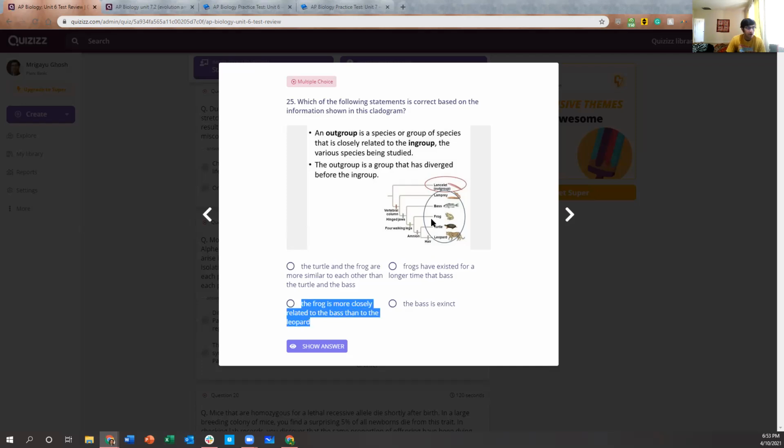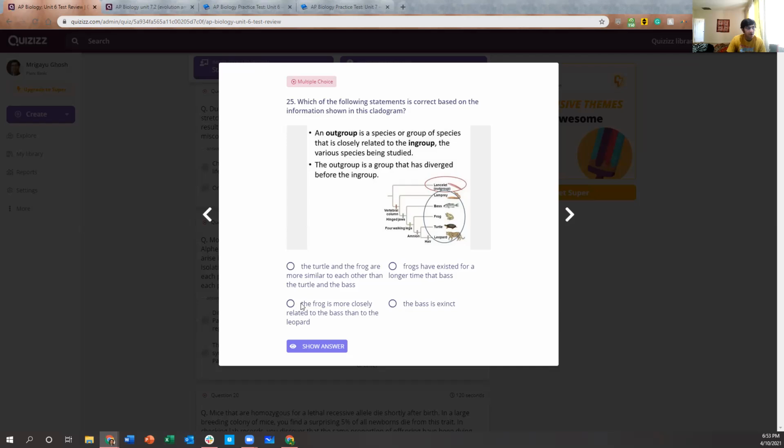That's not true, because the frog, actually, that could be true, but I think the better answer choice is this one. The turtle and the frog are more close than the turtle and the bass. But let's check the answer. Yeah, because that's the right answer. Because the turtle is closer to the frog than to the bass.